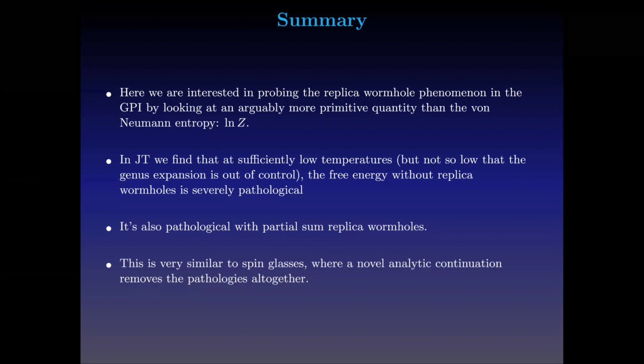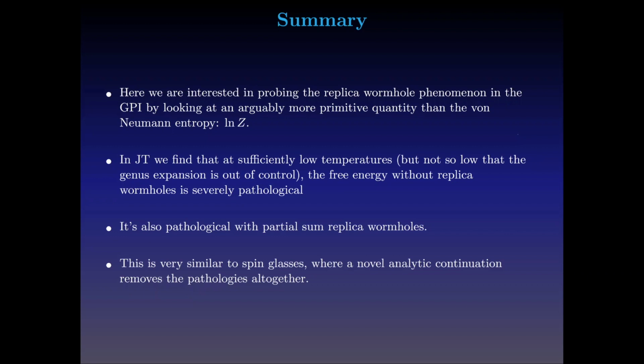So we looked specifically at JT gravity. We also did a calculation in a very simplified model of CGHS and found something pretty similar, which is that at sufficiently low temperatures, but not so low that the genus expansion is out of control, the free energy without replica wormholes is severely pathological. So again, we were able to control the genus expansion here. And in fact, in the Airy case, we did a complete summation of the genus expansion and still see that you have this non-monotonicity in the free energy if all you include are just the disconnected topologies.